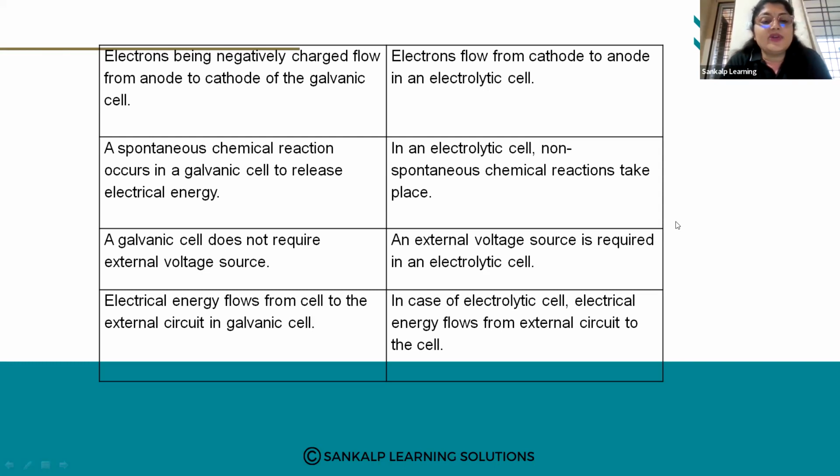A few more differences. In a galvanic cell, electrons, being negatively charged, flow from anode to cathode. In an electrolytic cell, electrons flow from cathode to anode.